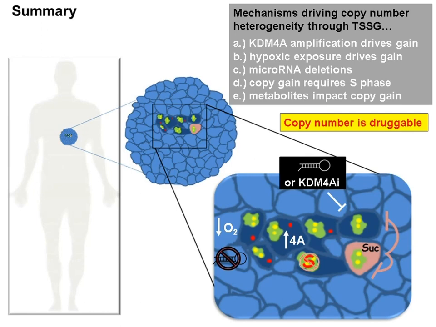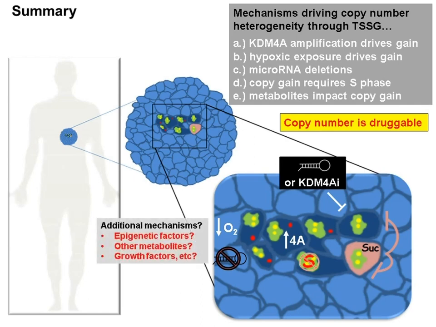But what we went on to do is show that through microRNAs and KDM4 related or KDM inhibitors, these are in fact druggable. And now what we're doing, based on these results, is expanding this out to identify other additional epigenetic mechanisms that may be influencing amplifications in the genome in site-selective ways. We're looking for other metabolites or growth factors that could also be stimulating these events, which may begin to help us understand how heterogeneity can happen.